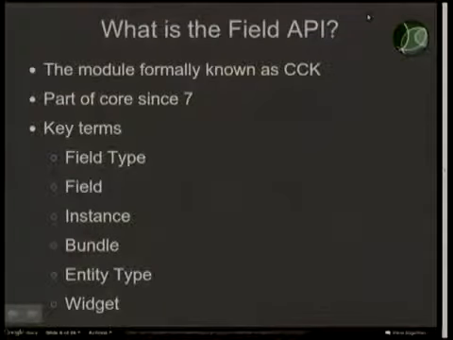It's the module formerly known as CCK in Drupal 6, and it's obviously core in 7 now, and I'm assuming everyone here knows what it is, but the key terms we want to talk about here are field type, and so when you create a field, you choose a boolean or a list field or an integer field, so they're your field types. You create a field, so when you first put a field into a Drupal site, the first time you create that form, you're creating the field and you're also creating the instance.